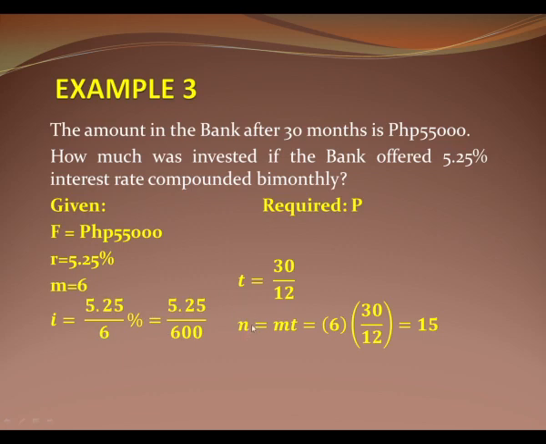And for the period of transaction, the total period of transaction N is now equal to M times T, wherein the conversion period is 6. And for the time T, the period of transaction T is 30 over 12. Then we can reduce this by 6. So we have 30 over 2, or simply equal to 15.